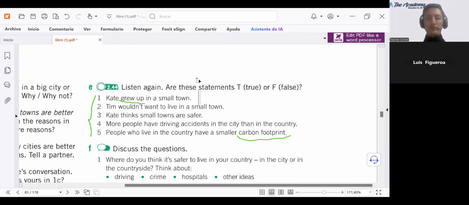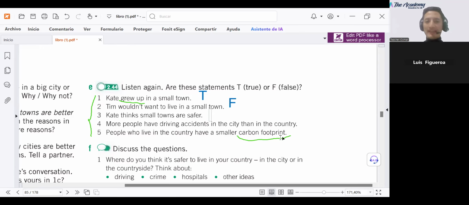Carry on, continue. Number 2, Tim wouldn't want to live in a small town. What about Tim? Excuse me? Number 2, is true or false? False. False. Excellent. ¿Qué decía Tim? What does he say about that? False. Ok, él decía que siempre fue un city boy, ¿no? Un muchacho de ciudad, por eso no le gustaría vivir en a small town.